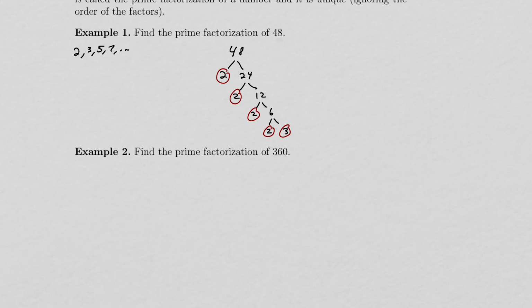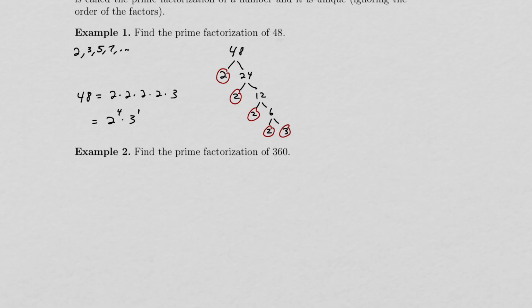So therefore, we've shown that 48 factors into 2 times 2 times 2 times 2 times 3. Another way of writing that is you could write this as 2 to the 4th power, right? So remember that means multiply 2 by itself 4 times, and then times 3. And if you want to explicitly put an exponent, I'll put a 1 there. So 2 to the 4 times 3 to the 1. That's what 48 factors into.